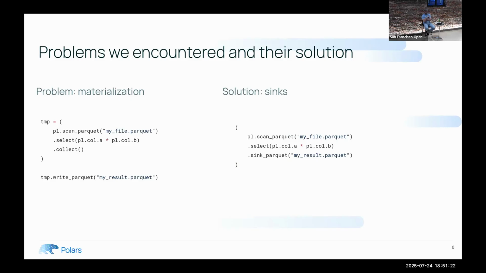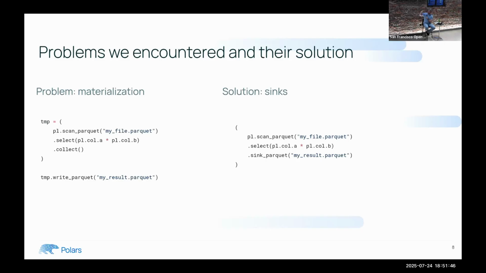Another problem we had was materialization. If you think about pandas, everything is in memory. You do an operation, you get a full data frame. You do another operation, you get a full data frame. Polars didn't materialize everything. So if you write a Polars query, we scan, we select, we do some operations, but it always finished with a collect, and the collect is in memory, and then you write to disk. This is wasteful.